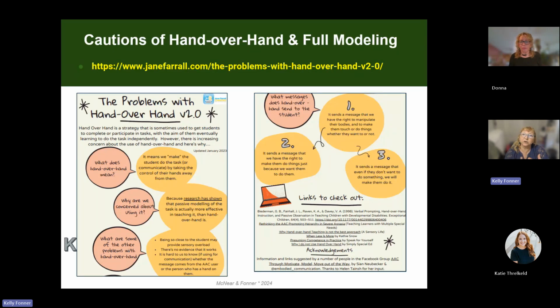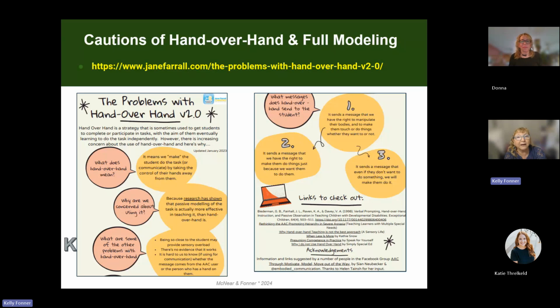The other concerns are about body autonomy and that idea that by physically manipulating someone, you are sending them the message that you have the right to manipulate their body and to touch them and make them do things whether they want to or not. It sends a message that we have the right to make them do things just because we want them to do it. And it doesn't give them messages of protection of self.